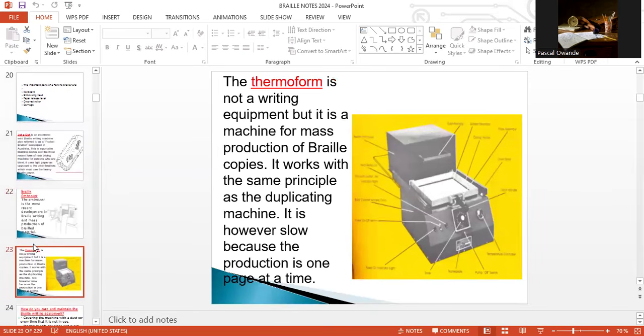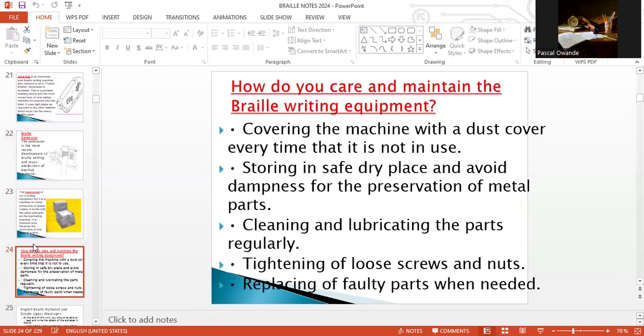The thermoform in this case is not a writing equipment, but it is a machine for mass production of Braille copies. And it works with the same principles as the duplicating machine. It is, however, slow because the production is one page at a time. The thermoform uses heat energy so that the production is accurate and resembles the original copy.